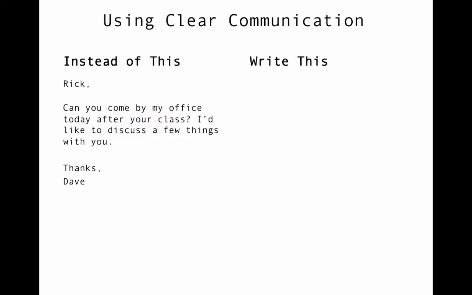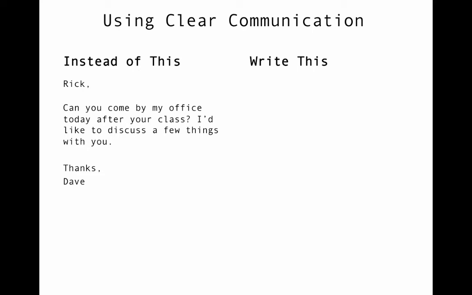So we can improve our communication in the way that we write, and I want to look at some of these examples. It's especially important to use clear communication when you are in a position where you're over someone. If you have authority over someone, you especially want to be clear, because that lack of clarity can really create stress for your employees. So for instance, my boss's name is Dave. He's my department chair. If Dave sends me this email and says, Rick, can you come by my office today after class? I'd like to discuss a few things with you.